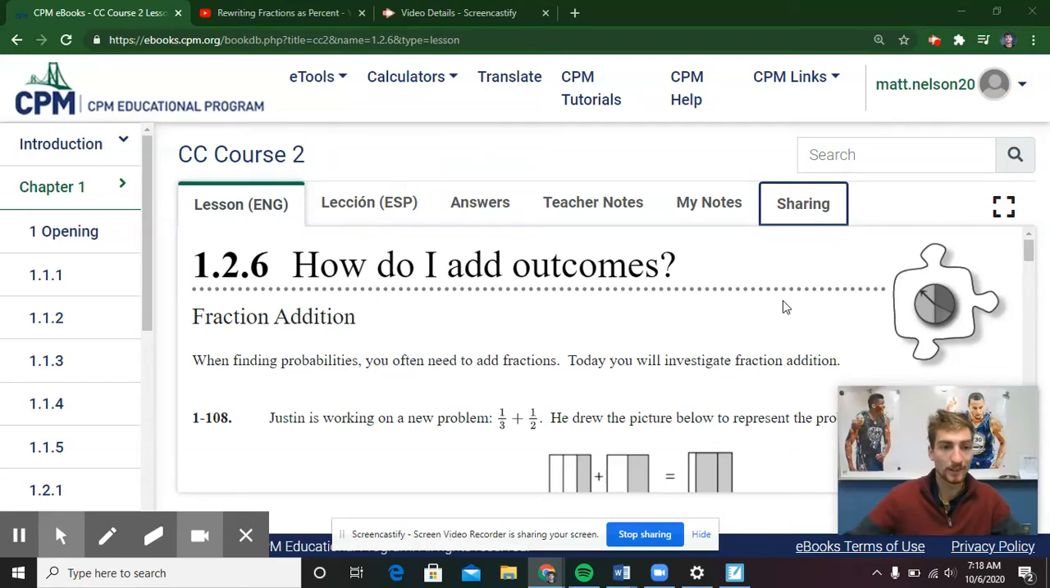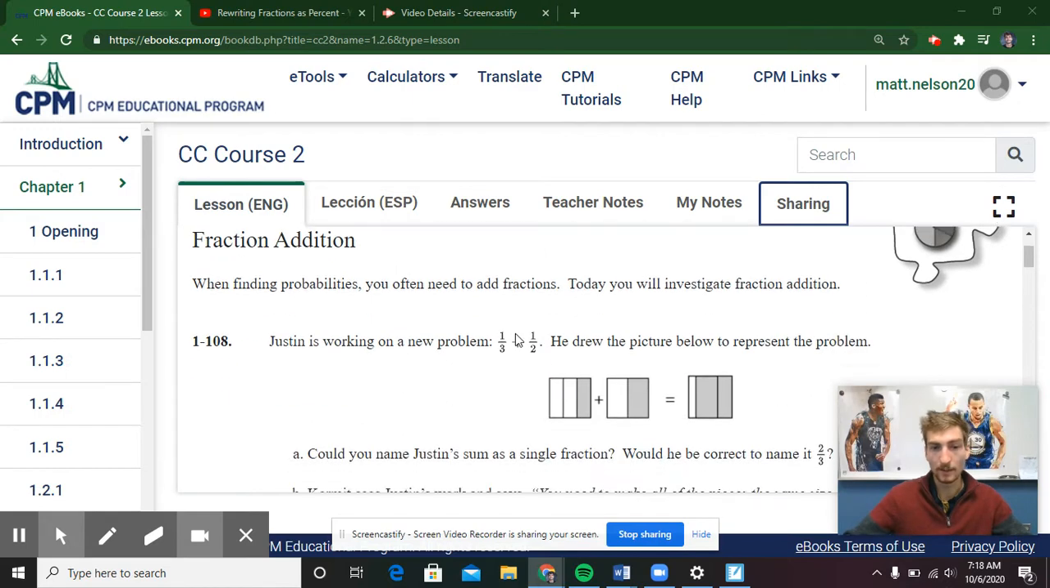All right, now you're going to be investigating 1.2.6, and it's all about adding outcomes. Imagine you have two probabilities and you need to add the fractions. For example, your probability of landing on a red is 1/3, and your probability of landing on a purple is 1/2. What are the odds that you land on a red or a purple?